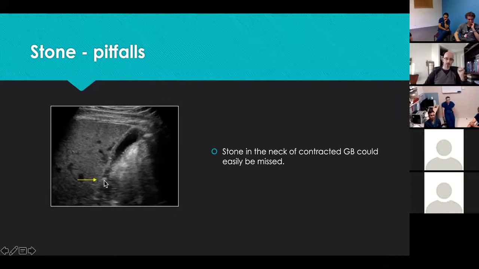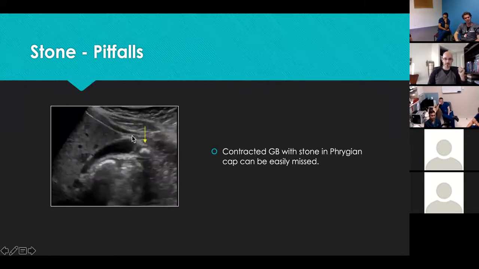And again, the other thing you can do is, if the patient is not intubated and if it is possible, put the patient in a standing or sitting position to make the fundus the dependent part. So this stone, if it's not lodged, would fall into the fundus and make it easier to see.